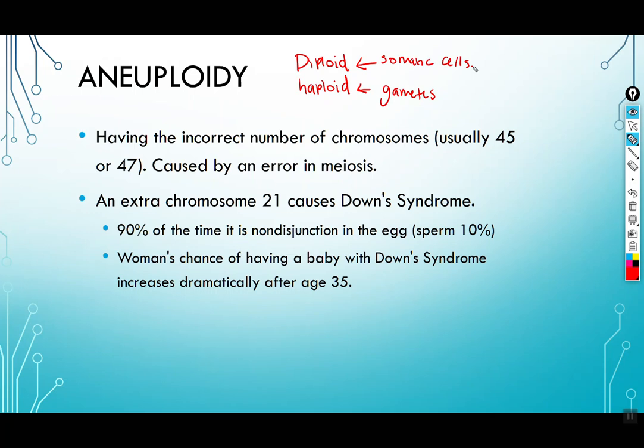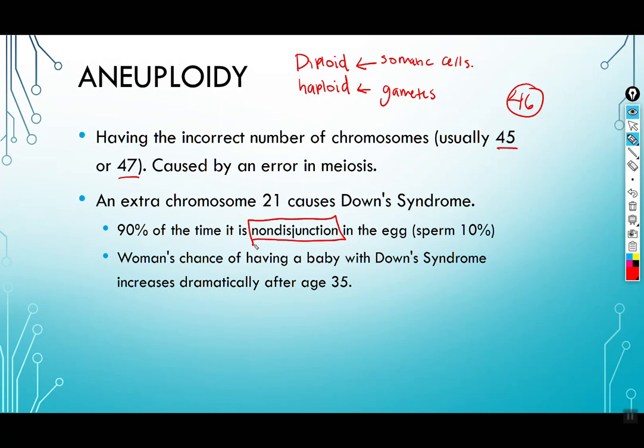Aneuploid is when there's just an improper number. So not a doubling or halving or tripling, but rather 1 chromosome is lost or gained within one of those pairs. That's why we usually get 45 or 47. You usually lose 1 because we should have 46 chromosomes total, 23 pairs. But if you lose 1, you get 45, and if you gain 1, you get 47. These are caused by error in meiosis, specifically non-disjunction.